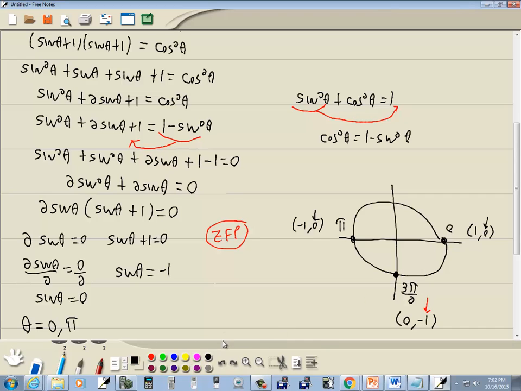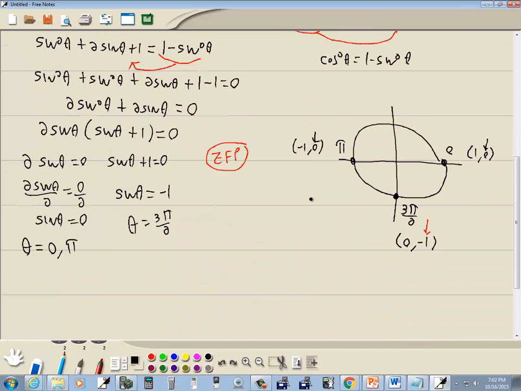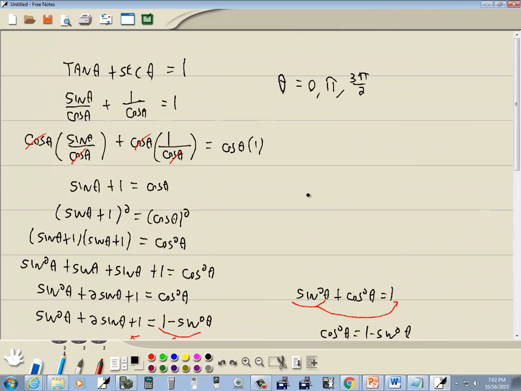So where sine is equal to negative 1 is 3 pi over 2. Okay, let's come up above. We said 0, pi, and 3 pi over 2.